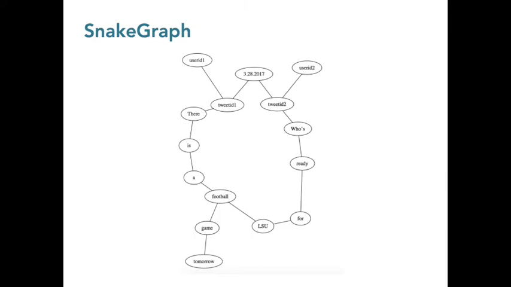Another really important thing worth noting is that every single node in our snake graph is unique. As a result, overlapping words appear only once. Like you see here, these two different tweets use the same word. They have an overlapping word, and as a result, you see an overlap in the graph as well. So, for example, these two tweets read, "There is a football game tomorrow," and "Who's ready for LSU football?" As a result, these two different sequences overlap each other because they use the same word.